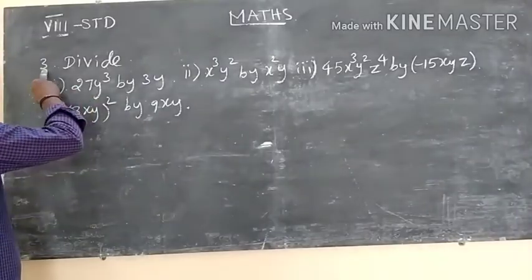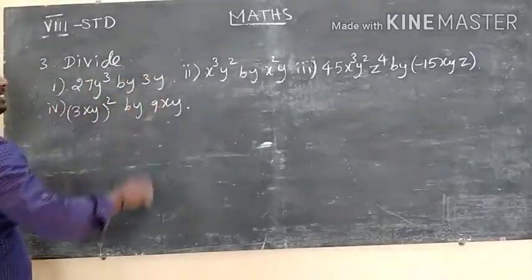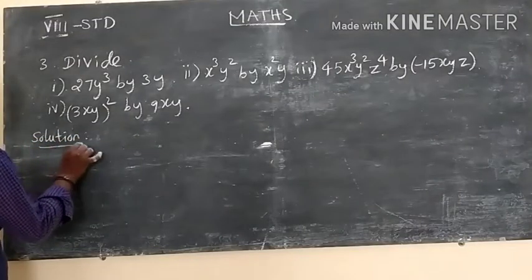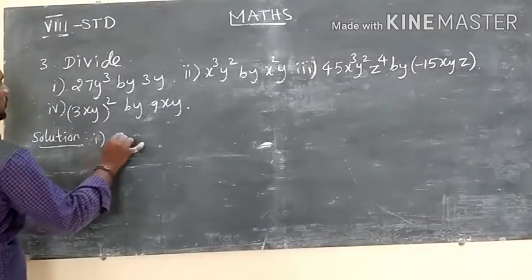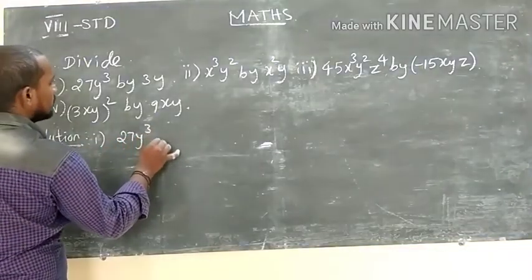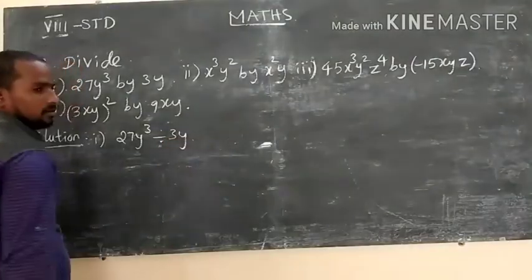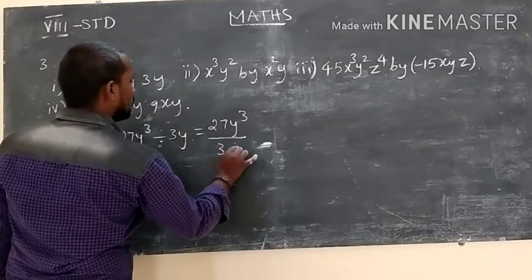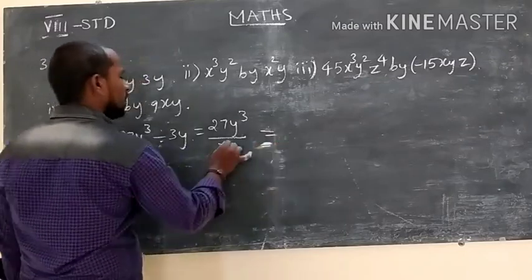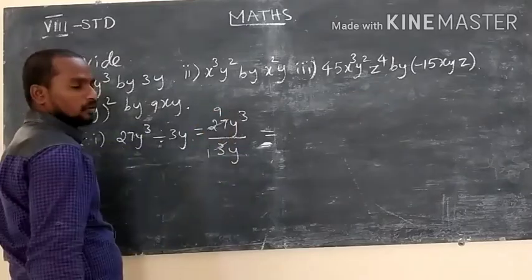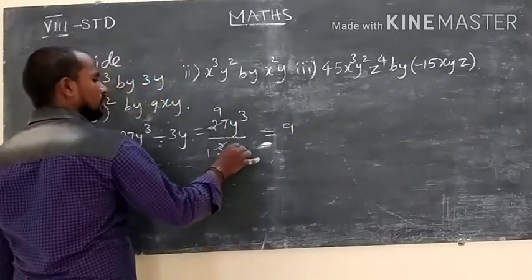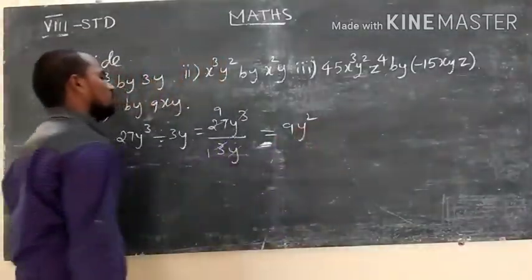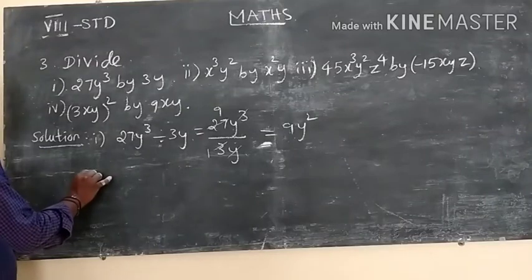Okay, dear student, next the third question: divide each. Solution, first one: 27y power 3 divided by 3y, which is equal to 27y cube divided by 3y. 1 3 is 3, 9 3s are 27. The numerical coefficient is 9. Then 1y and 1y are cancelled, remaining y square. That's all the answer. Have you understood?